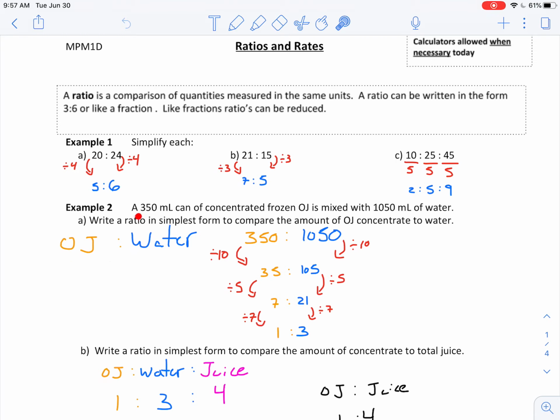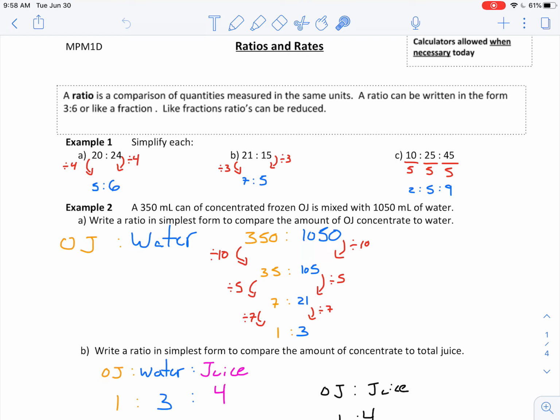So I know that I have 350 mils of frozen OJ, and I know that I have 1050 of water. So the ratio would be 350 to 1050. Now we're going to go ahead and reduce that. Both 350 and 1050 can be divided by 10, so I end up getting 35 to 105. Both can be divided by 5, so I can keep reducing, 7 to 21, and both 7 and 21 can be divided by 7, which can end up with a lowest ratio of 1 to 3.